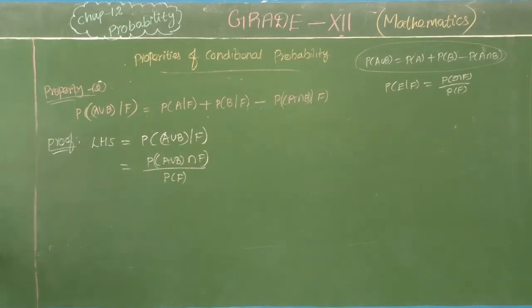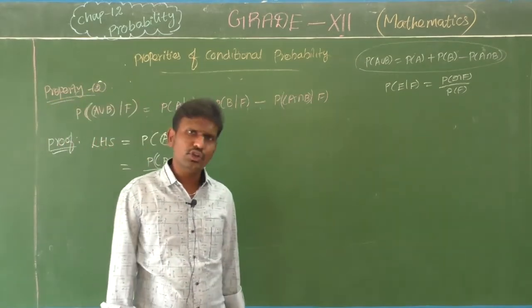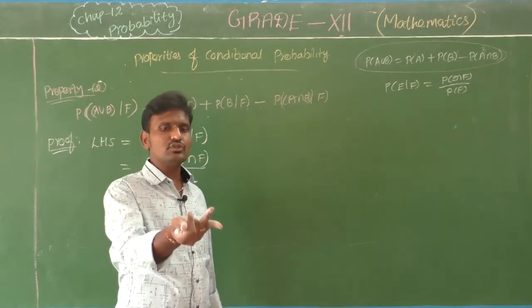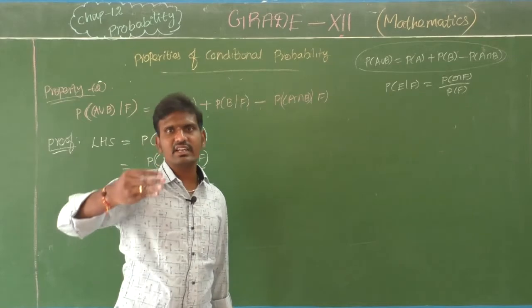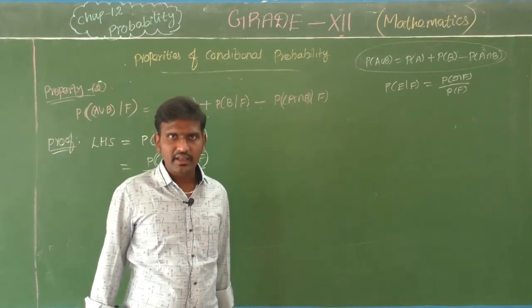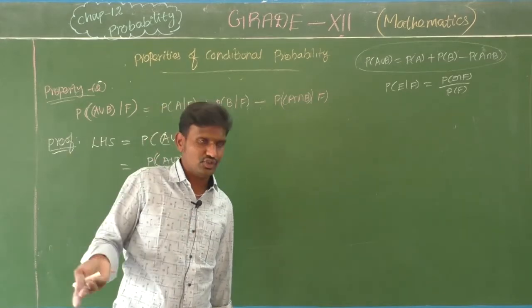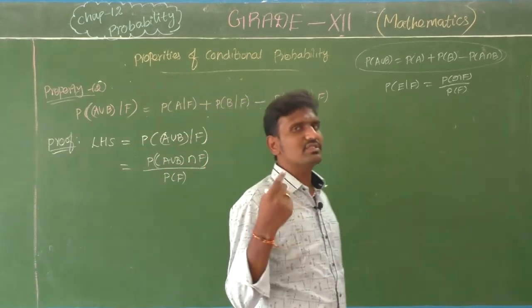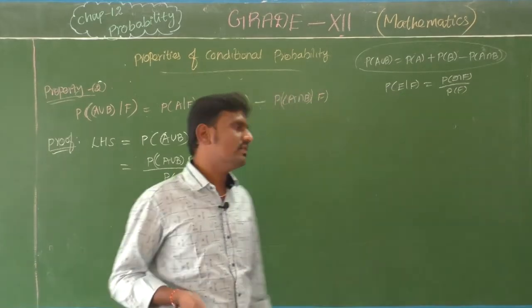Now listen, here you already prepared the distributive property. Do you know the properties? Commutative property, associative property and distributive property. You studied them in 11th standard sets. Here n of A union B means the number of outcomes, and P means the probability.